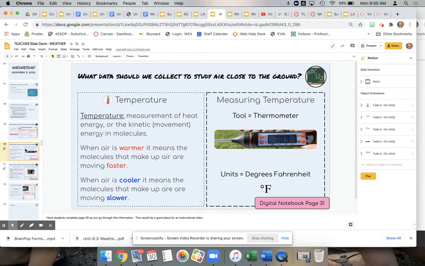So here are some notes that students are expected to complete as you progress. This is a really great place for an instructional video, and I will be making one that I can share with you. You are also, of course, free to make your own.